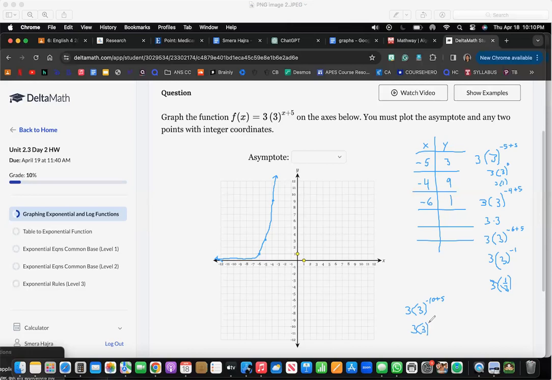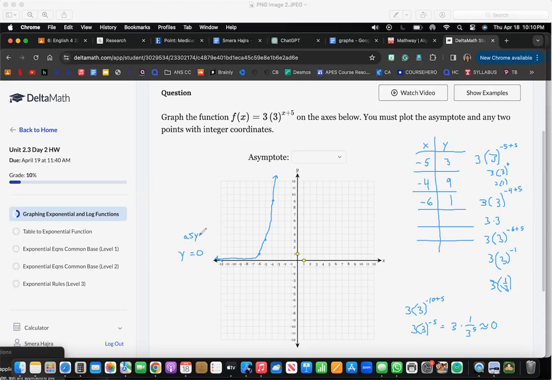And again, you don't actually have to compute these exact numbers. 3 to the -5 is going to produce a fraction, which is going to look like 3 times 1/3 to the 5th. That's a small number. So that's going to be around 0. So you can assume it's 0. So your asymptote here is going to be y equals 0. That'll be your asymptote, and it's going to be horizontal.